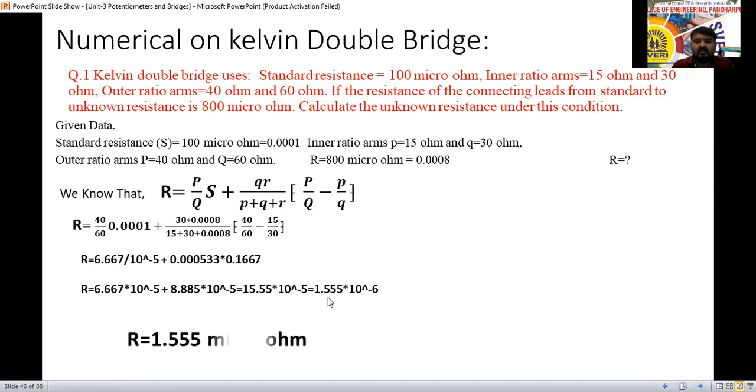Micro. So the answer is 1.555 micro here. Any doubts here? If you have any doubts, ask me now only, because the next problem I'm going to use is the same type of problem. I'm not going to tell anything. I will display the problem only. You have to tell the answer for me.